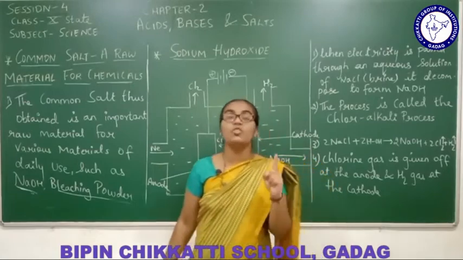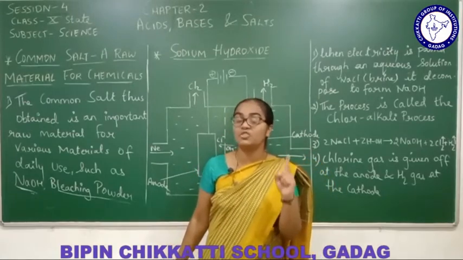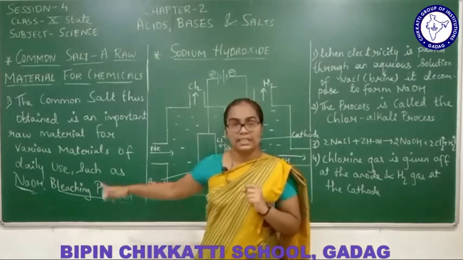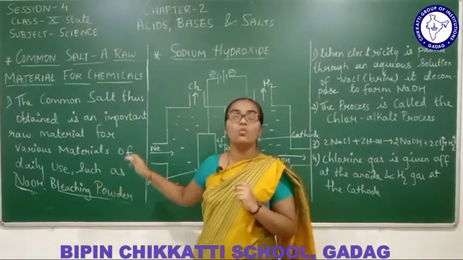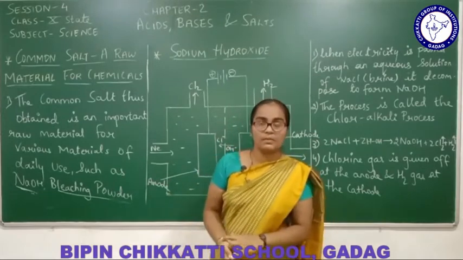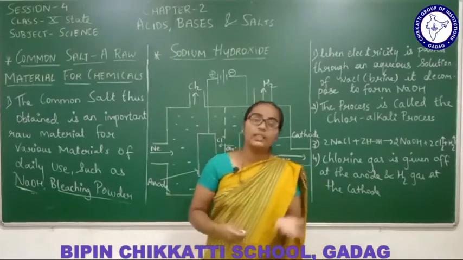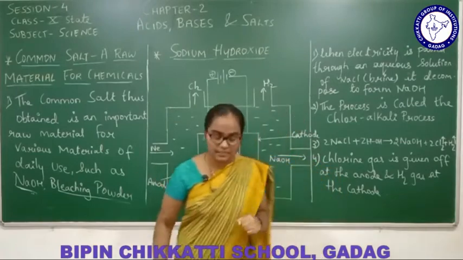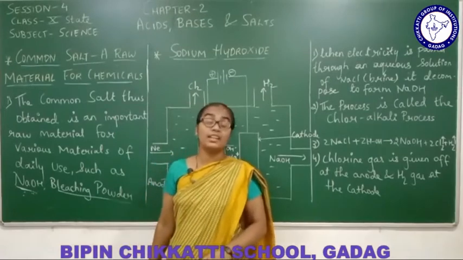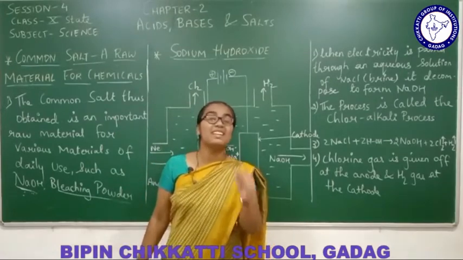The first point is saying that common salt is very important, and it is used as a raw material for obtaining products such as NaOH, bleaching powder, washing powder, then baking soda or baking powder, which is also called baking powder. So these are the ingredients which can be obtained by using NaCl. Now let's understand how NaOH, sodium hydroxide, can be obtained by using NaCl solution.